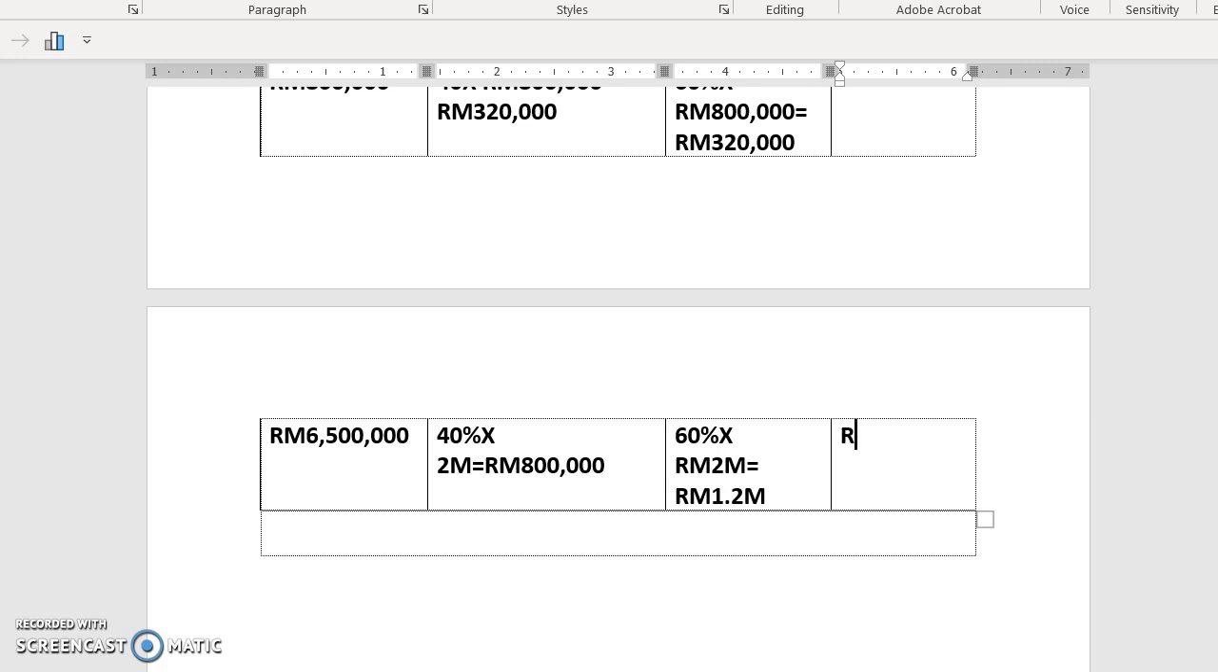So we have a surplus amount which exceeds the maximum limit. How can you calculate the surplus amount? Take the 6.5 million, then minus the maximum limit of 2 million. So we have the surplus amount of 4.5 million.